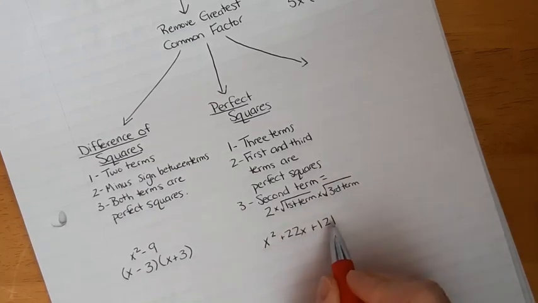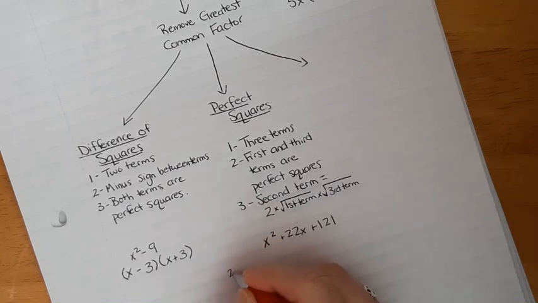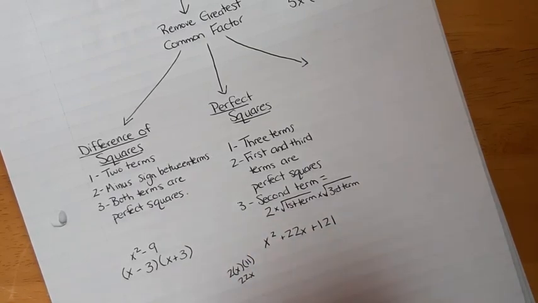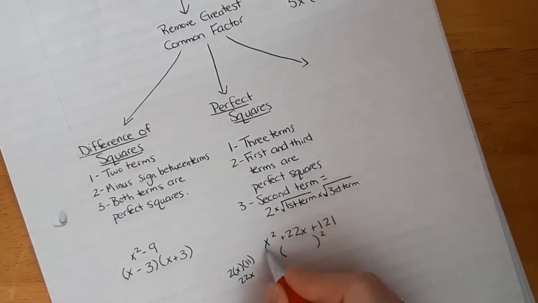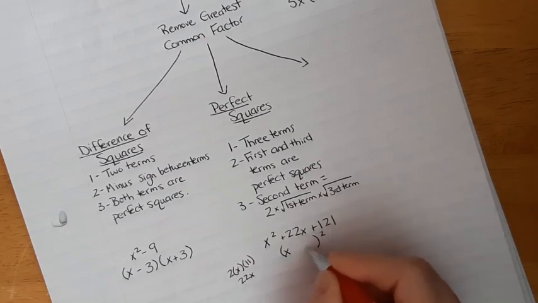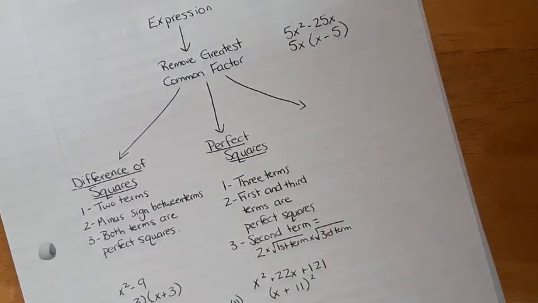Okay, so 1, 2, 3 terms. Square, yes. Check that middle term. 2 times x times 11, which is the square root of 121. 2 times x times 11, 22x. That's the middle term. This is a perfect square. Single set of brackets squared. Square root this. Square root that. Symbol from the middle. And we have ourselves a factored question.